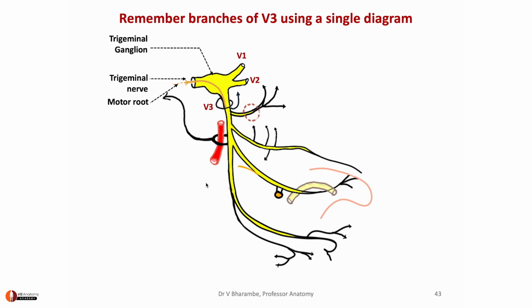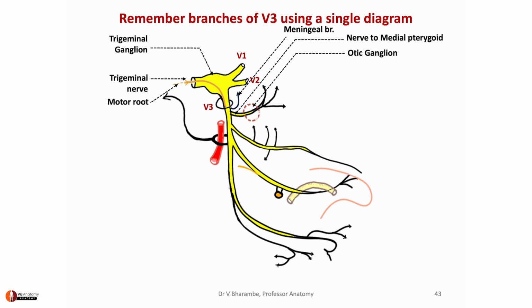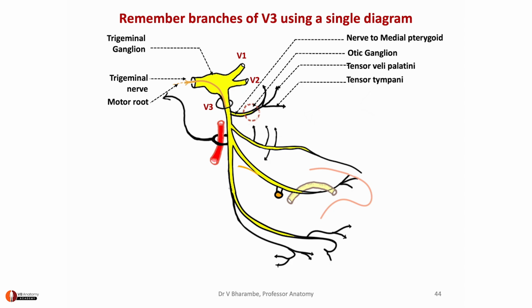So let's see how the mandibular division emerging out of foramen ovale first gives rise to a nerve to the meninges, meningeal branch of mandibular nerve. Then it gives rise to nerve to medial pterygoid, which also supplies the otic ganglion and then goes on to supply tensor veli palatini and tensor tympani. Now it divides into an anterior division and a posterior division. Okay, so let's begin to understand each of these.